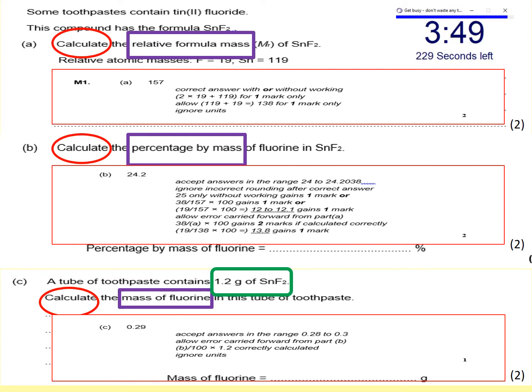So you should have had your answer divided by 100 and then multiplied by the 1.2 in order to get that. In this situation, we had that 24.2 divided by 100 multiplied by 1.2, and that's where we get our 0.29 from. So hopefully you managed to get 6 out of 6 on that.